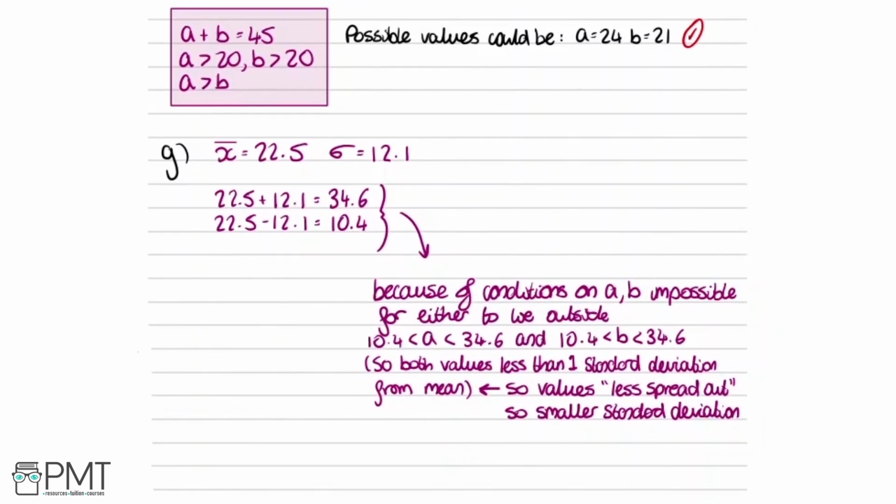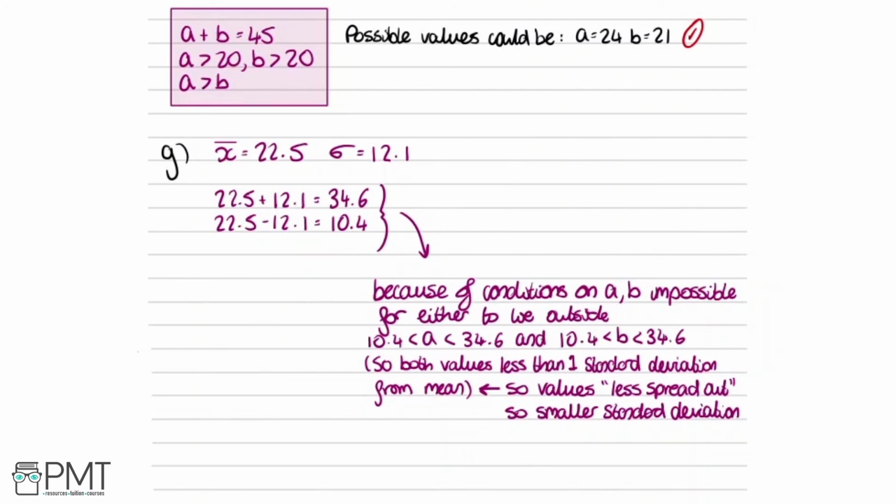Now the standard deviation measures the spread of the values. So if the values were outside of one standard deviation from the mean, then the standard deviation would be higher because the values would be more spread out. However, since we know they're going to be within one standard deviation of the mean, the standard deviation is actually going to be lower because the values are going to be less spread out. So essentially that's the reasoning behind all of it.